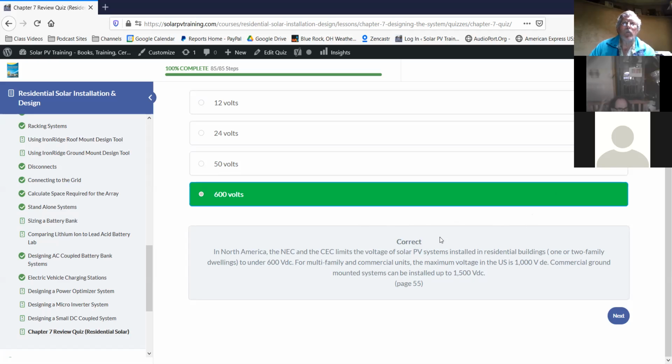But the law at this point still says that it's got to be 600 volts for residential. We keep thinking that's going to change in the next edition of the code, but each 3-year cycle, it stays in there. So we'll just have to wait and see.